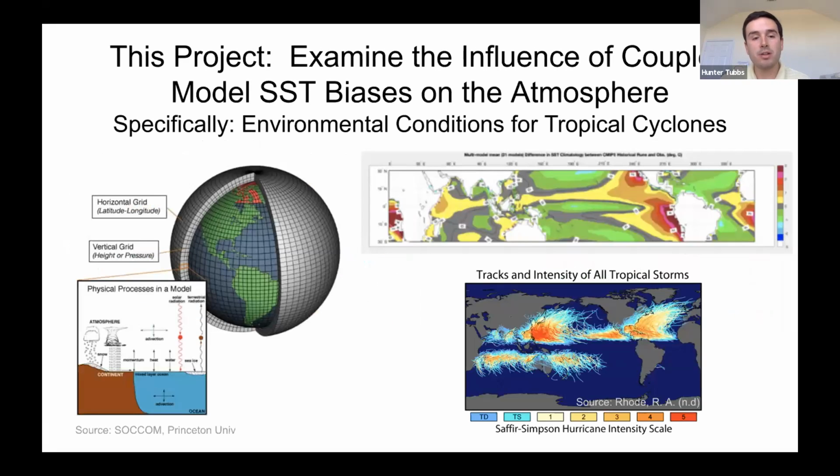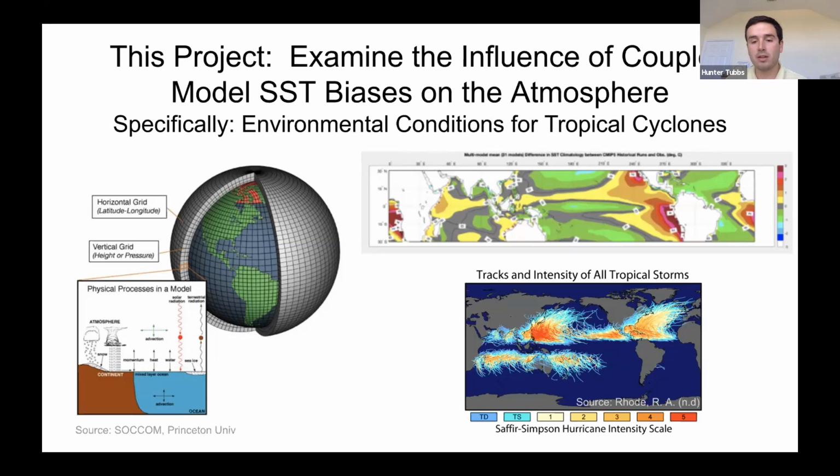So my project is to examine the influence of these coupled model sea surface temperature biases on the atmosphere. To do that, I use two atmospheric general circulation models. Specifically, I'm going to be looking at the environmental conditions for tropical cyclones. As we know, climate models have evolved substantially from when they started. They now have better resolution through the horizontal axis as well as the vertical axis. They're able to include complex processes such as the hydrological cycle, the interaction with the Earth's radiation budget, among other things. However, despite all of these improvements, there are still well-documented issues with some of these models.